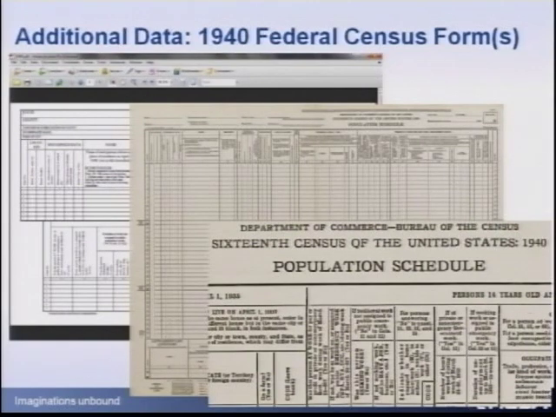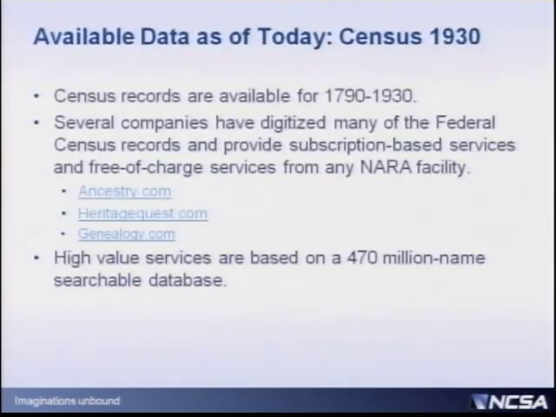There is a little bit of blur here if you look at it and if you digitize it, but I assume that comes just from the low quality of the microfilm or the original paper copy. And then when you go online, you can find companies that have digitized many of the federal census records and provide subscription-based services. They claim, based on my reading, that this is all based on a 407 million name searchable database. So that's pretty large.